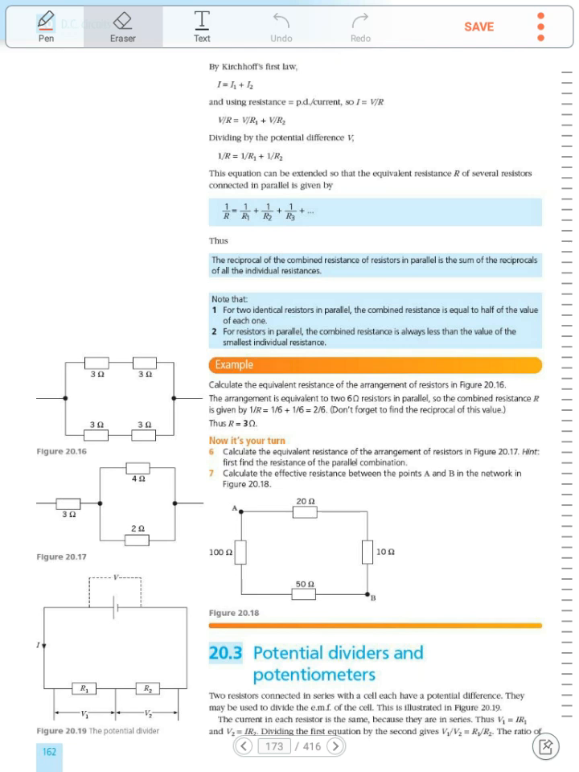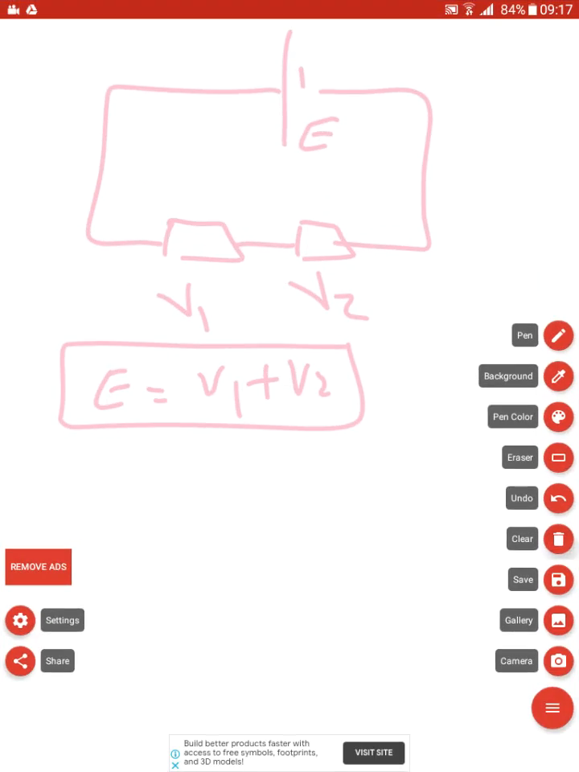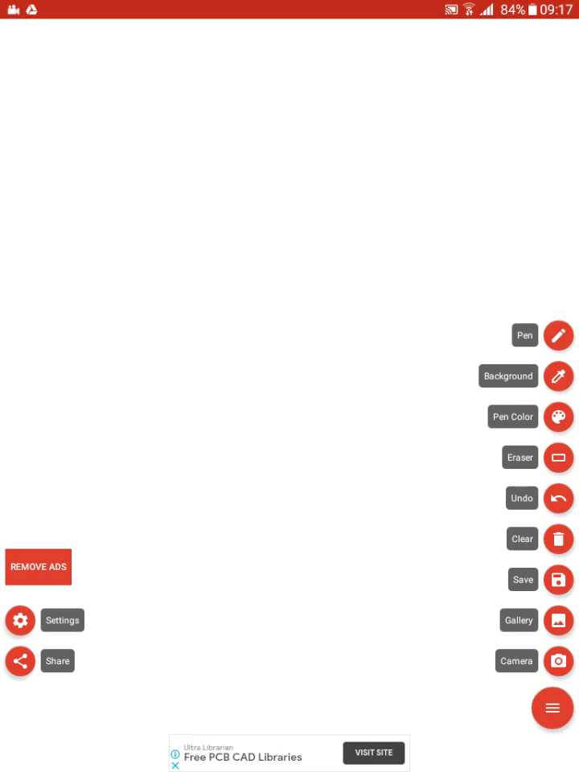Now, let's talk about potential dividers and potentiometers. We have many types of potential dividers. You can divide the voltage using two different resistors like this. We have two resistors here.